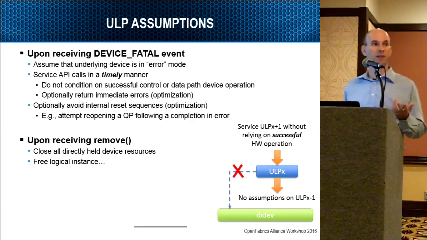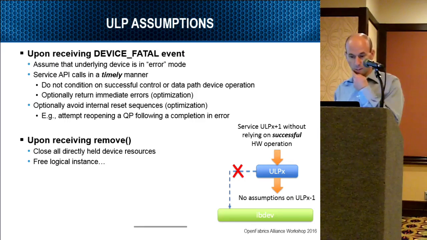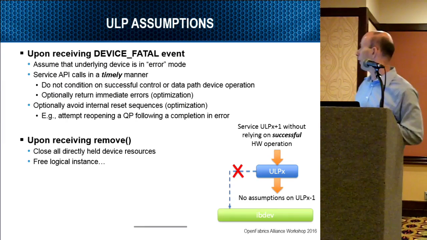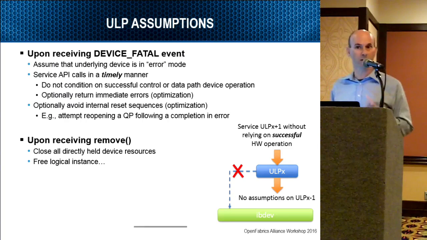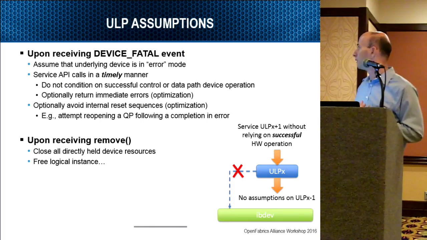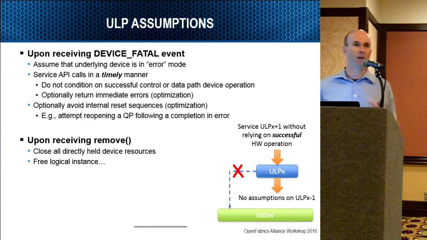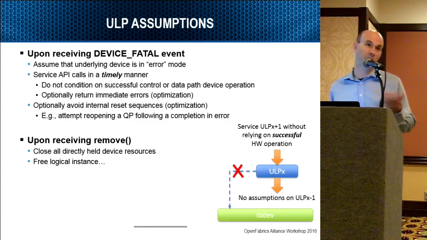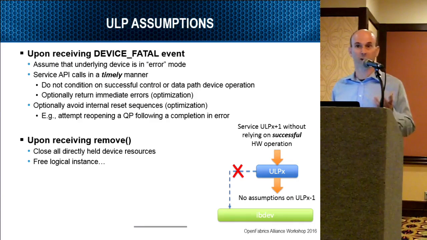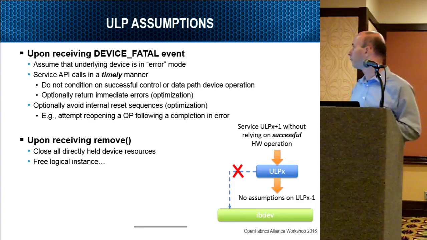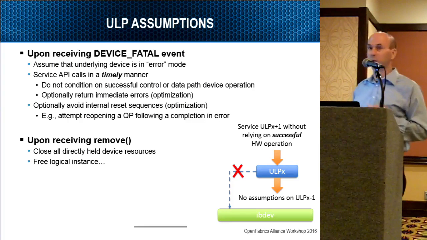Now, there could be additional optimizations to what a ULP can do. For example, if it receives the fatal event, it can just return immediate errors to these calls without trying to invoke verbs and discover that. The other thing is that it can avoid any kind of internal reset flows. For example, if the MAD layer gets completions in error, I think it tries to reopen the QP. It just gets a fail event. Why bother? It's going to fail again and again. So these kinds of flows can be optimized, although it's not a great waste. The device is going to go down very shortly anyway. But these are the things that you can do.